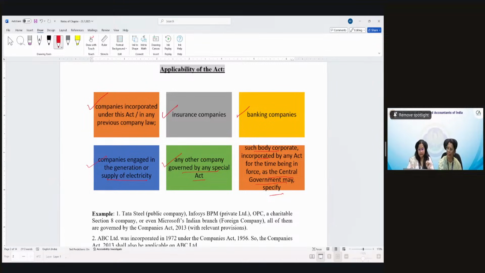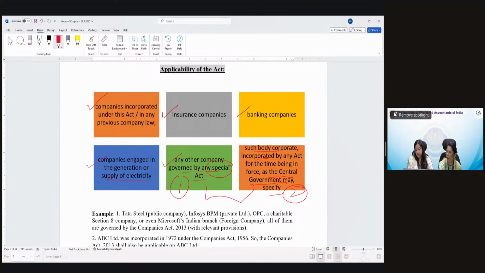Let's try to understand the difference in these two parts, because students are not able to make it out. What is the difference in these two applicabilities given over here? Any other company governed by any special act, or body corporate governed by any act for the time being in force. You would be seeing there is the term any special act. It's very clear, if any company is formed or being governed under a special act, that company will also come under the purview of the Companies Act 2013. On those companies also the Companies Act is applicable.